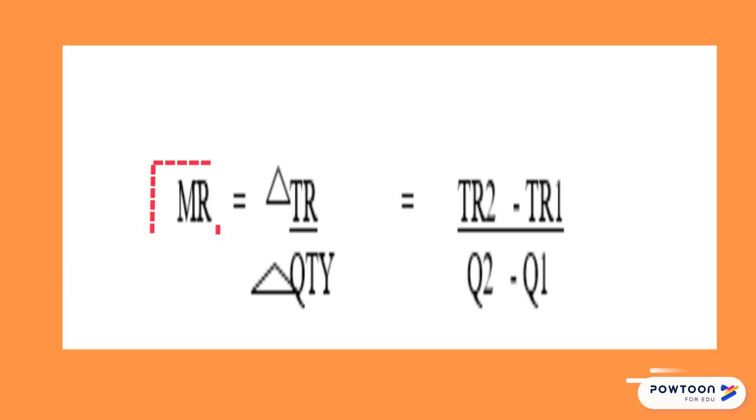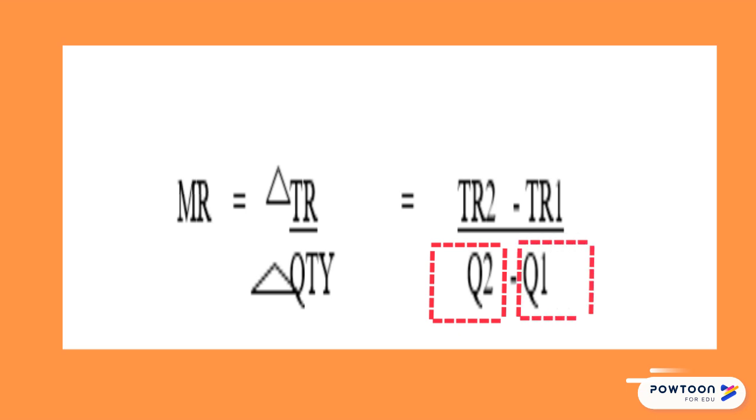Mathematically, marginal revenue can be calculated as change in total revenue divided by change in quantity, or the difference between the second level of total revenue and first level of total revenue, divided by the difference between the second level of quantity and first level of quantity.